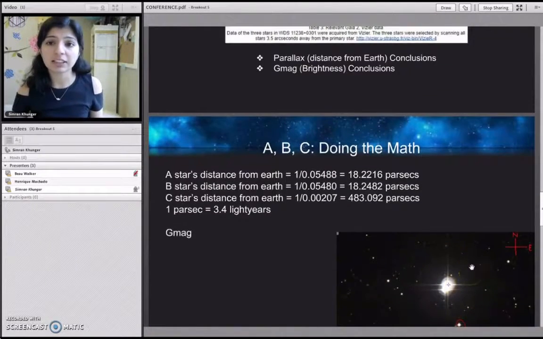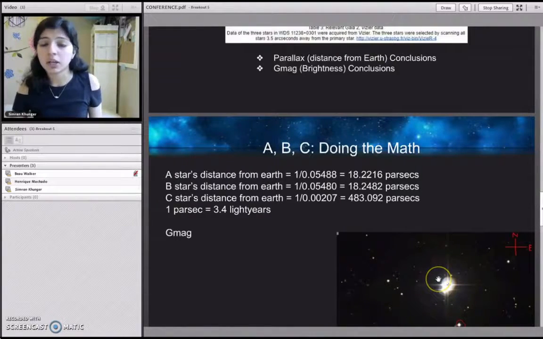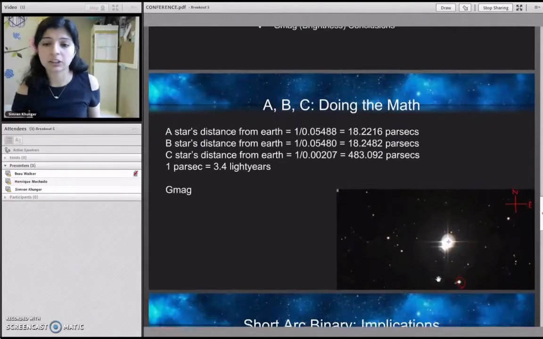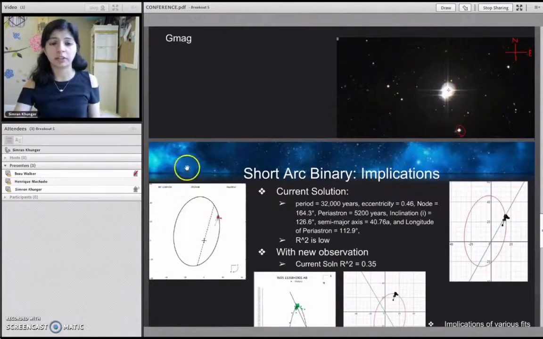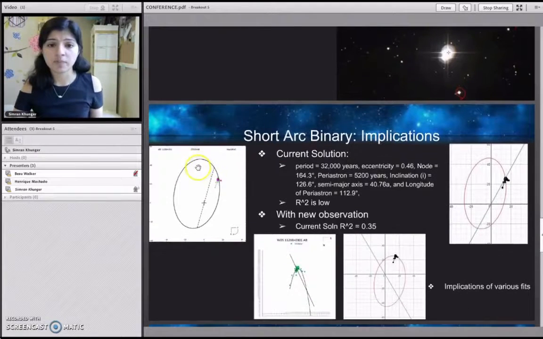But the fact that we can't see all 3 in the same image tells us further that it's very unlikely that the C star is anywhere close to the A and B star, and therefore it's unlikely that the A, B, and C star are gravitationally attracted. But now let's consider the short arc binary quality of these stars.